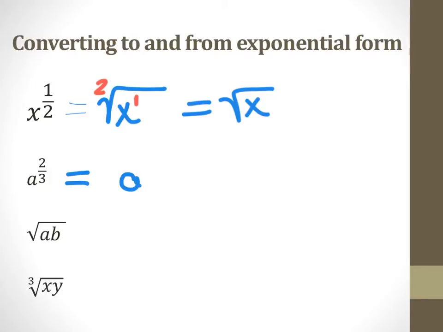Let's go ahead and do that again. So the base is a. The denominator is the index of the root. And the numerator is the power of what's inside.